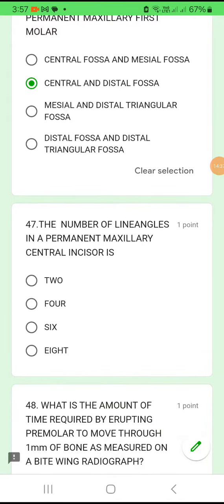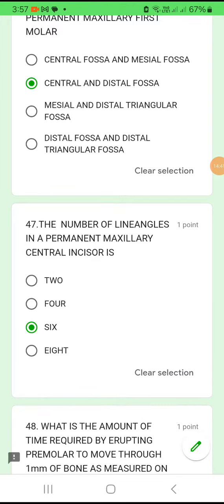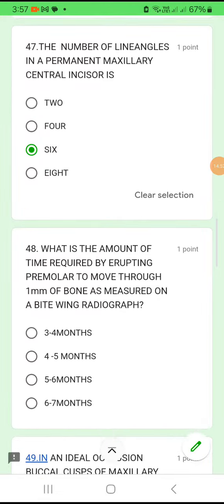Question number 47. The number of line angles in permanent maxillary central incisor. How many line angles are there? Okay, there are almost 6 line angles. Okay, so 6 line angles are present in permanent maxillary central incisor.